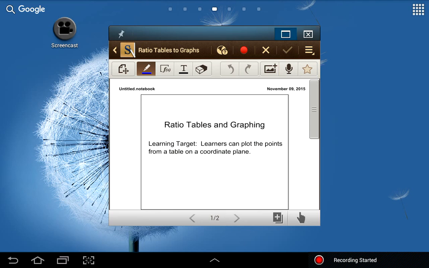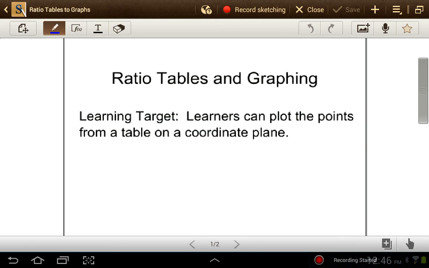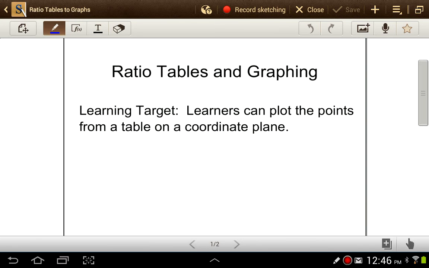Okay, here's our lesson today in ratio tables and graphing. Our learning target today is learners can plot the points from a table on a coordinate plane. So we're going to take our ratio table and do some graphing with it and think about the relationship of what we have. Make sure you write down your title at the top and write down your learning target. I'm going to move on to the next screen if you need to pause.